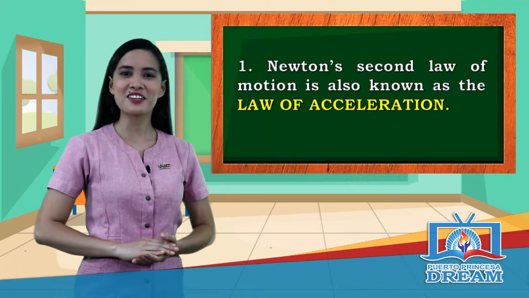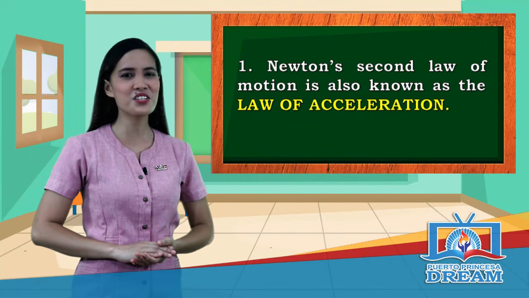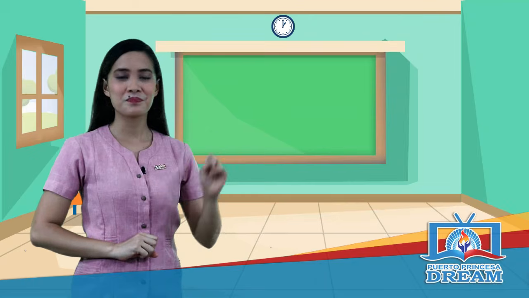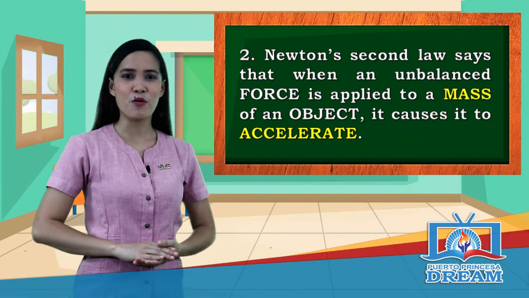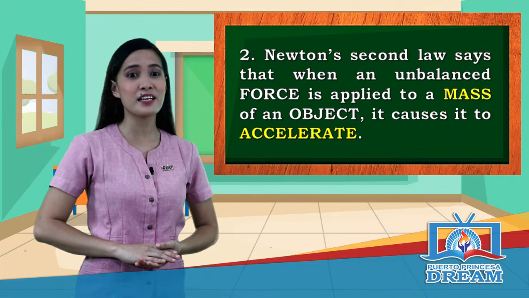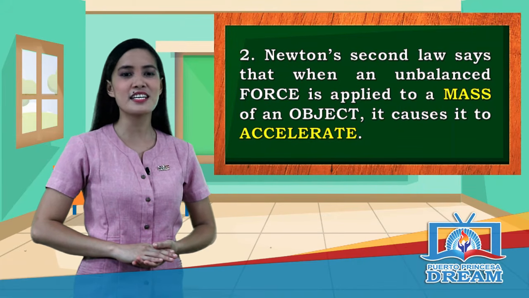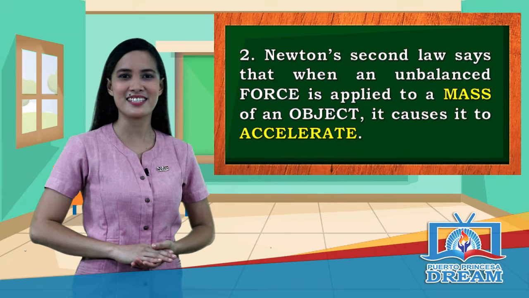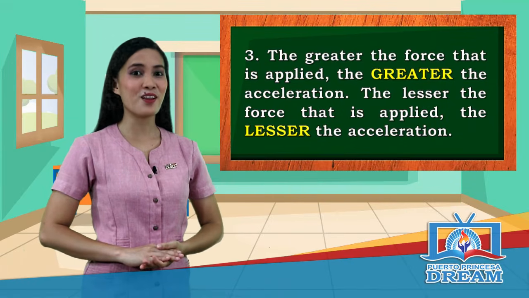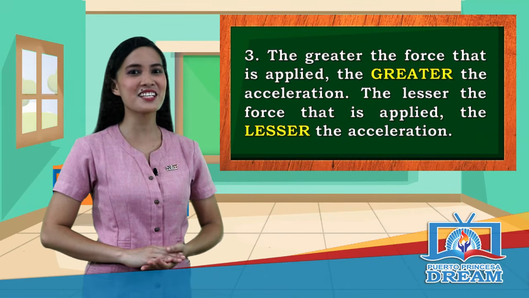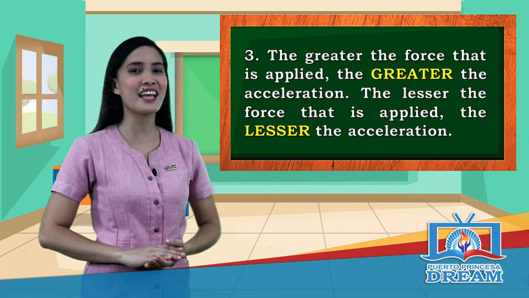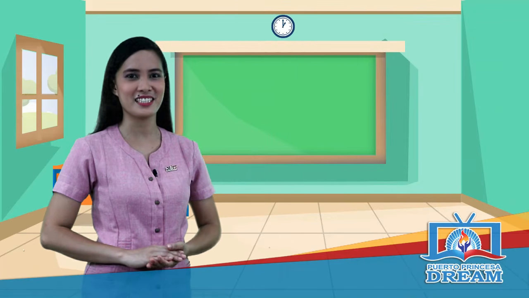1. Newton's second law of motion is also known as the law of acceleration. 2. Newton's second law of motion says that when an unbalanced force is applied to a mass of an object, it causes it to accelerate. 3. The greater the force that is applied, the greater the acceleration. The lesser the force that is applied, the lesser the acceleration.